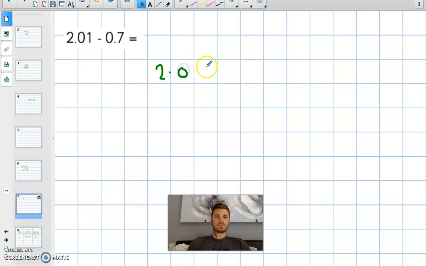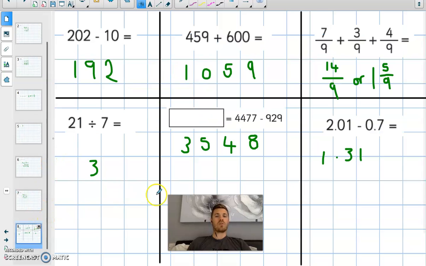2.01 subtract 0.7. Line the decimal points up. Got to put in a placeholder if you need to. Draw your line below. So 1 take away 0 is 1. 0 take away 7 we can't do, so we've got to borrow, we've got to exchange again. The 10 take away 7 is now 3. Put your decimal point in, and 1 take away 0 is 1. So 1.31 is your answer, sorry.